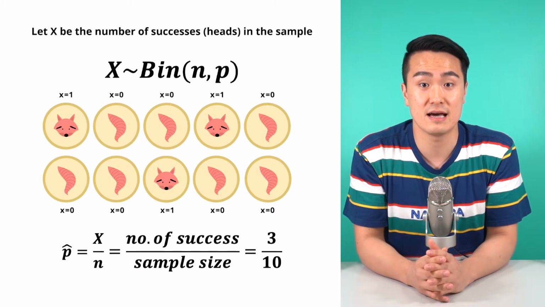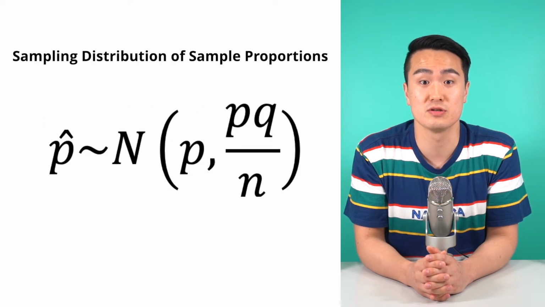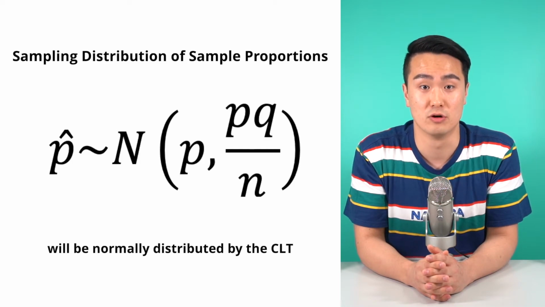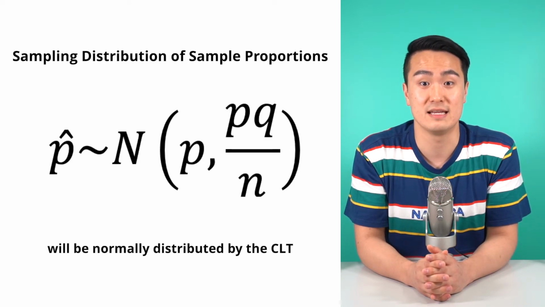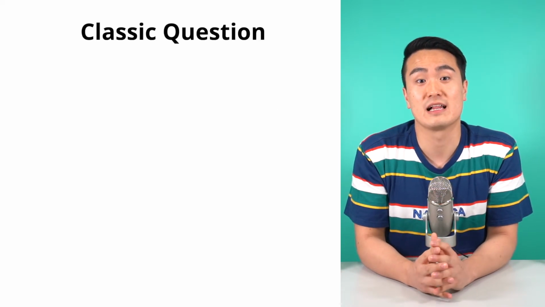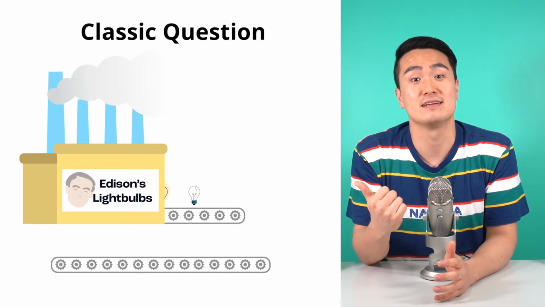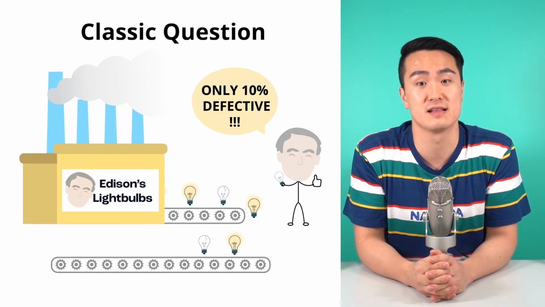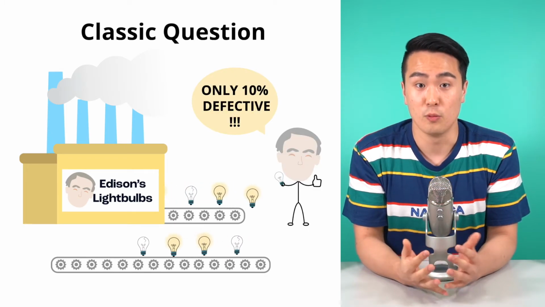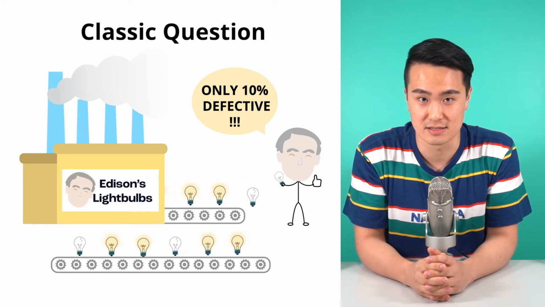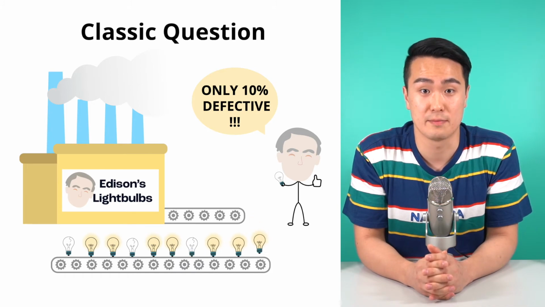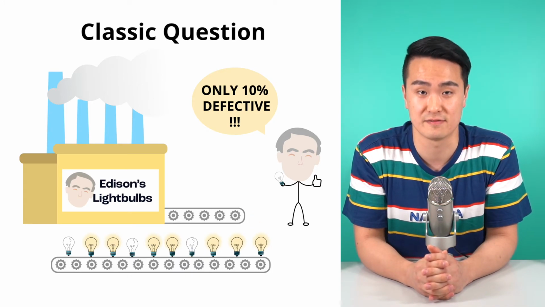Now by the CLT, the sampling distribution of the sample proportions this time will also be normally distributed with mean p and variance pq on n. So let's end with a classic question. We're back at Edison's light bulb factory and Edison claims that only 10% of his light bulbs are defective. We, as curious statisticians, want to fact check his claim. We manually check 200 light bulbs and find 29 to be defective.